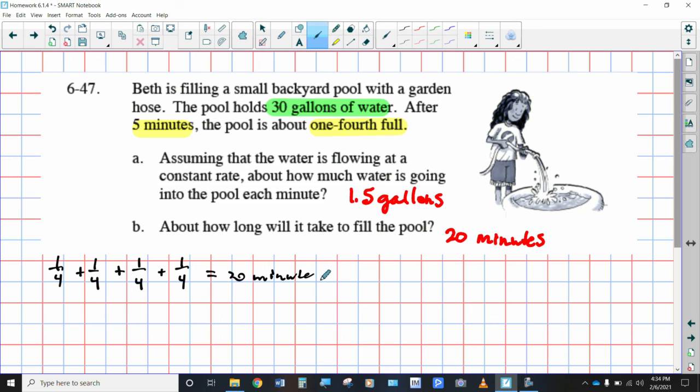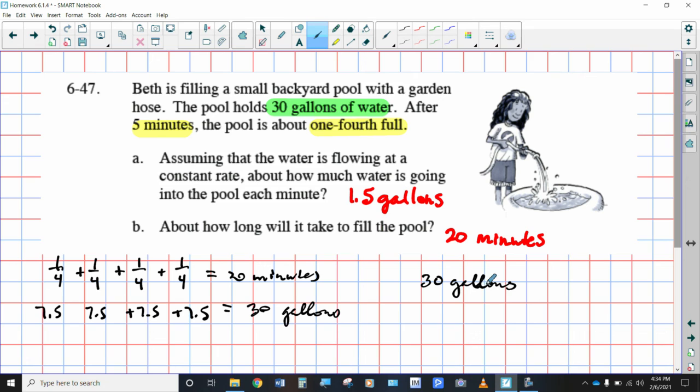So let's look and see what the question is asking us. Assuming that the water is flowing at a constant rate, about how much water is going into the pool each minute? Ooh, okay. So it's got a total of 30 gallons, right? And in 5 minutes, what did we say? So if it's 1/4, what is that? That's got to be 7.5 plus 7.5. That's 15 plus 7.5 plus 7.5 gives us a total of 30 gallons.